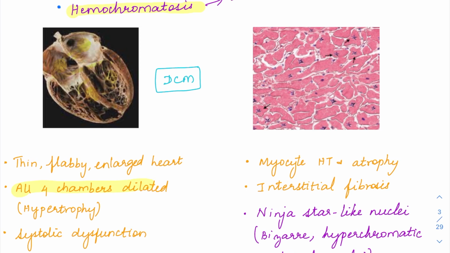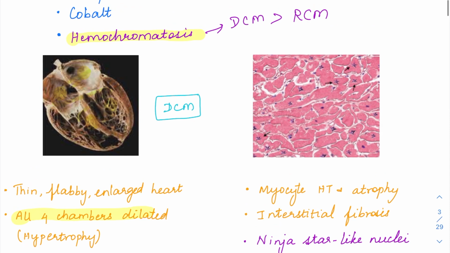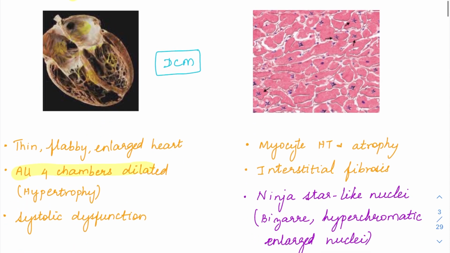This is the only cardiomyopathy resulting in a systolic dysfunction. All the rest of the cardiomyopathies result in a diastolic dysfunction. On microscopy, how does DCM look? Myocyte hypertrophy and atrophy is common for all kinds of cardiomyopathies. Other than that, we have a specific feature for DCM, which is called a ninja star kind of nucleus.